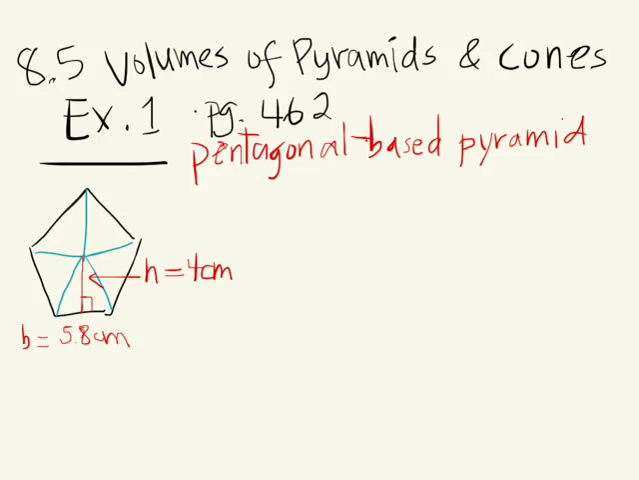Okay, so in this question we're working with a pyramid that has a pentagon as a base, and we're given the height of the pyramid. What is it? The height of the pyramid is 8.1 centimeters. What does this height represent, this 4 centimeters? This height represents the height of the triangle that's inside the base of this pyramid.